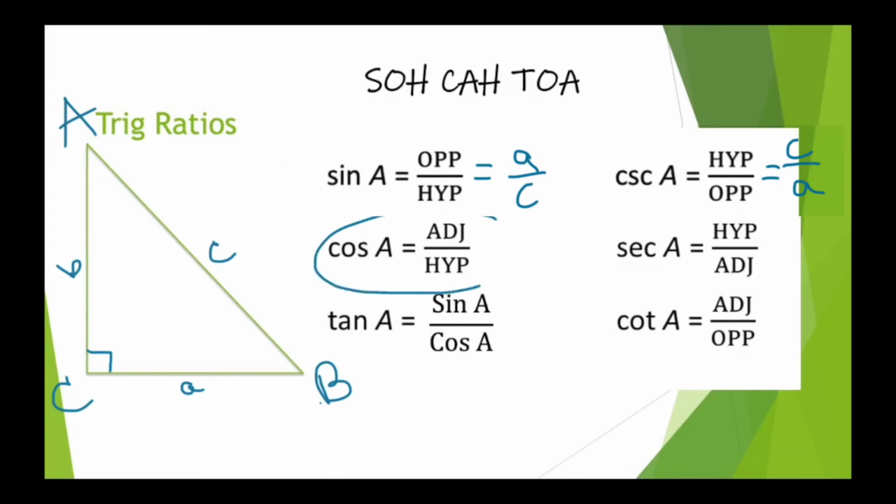The cosine A was the adjacent over the hypotenuse, which was b over c. And the secant is the reciprocal of that, c over b. The tangent, which is the opposite over adjacent, opposite A over the adjacent B, and the cotangent is the reciprocal, b over a.